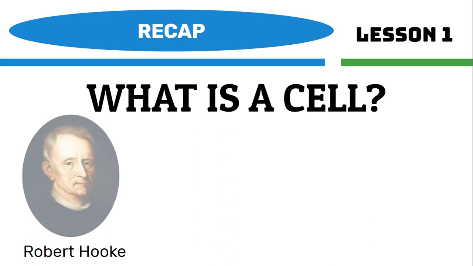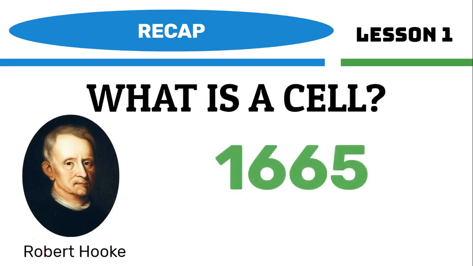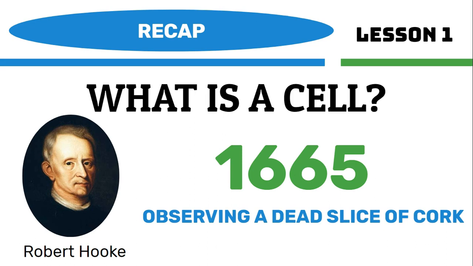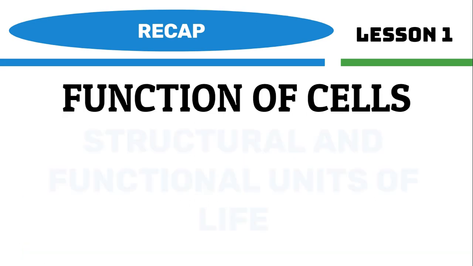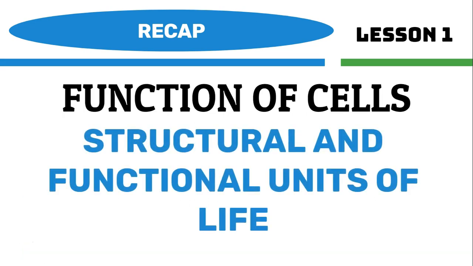So what is a cell? The cell was discovered by Robert Hooke in the year 1665. He was observing a dead slice of cork. The functions of cells: they're structural and functional units of life because they form the structure of a human body and they carry out several important functions.